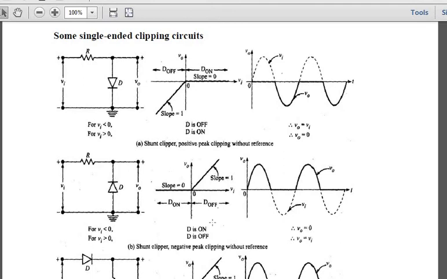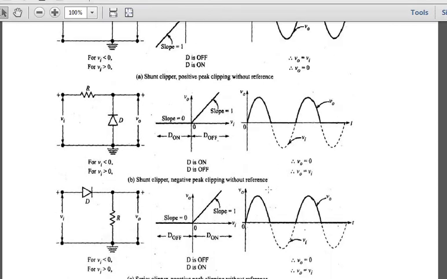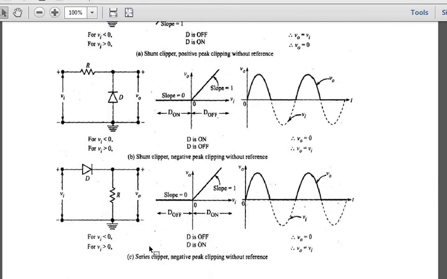And which part are we clipping off here? The negative peak. Without any reference voltage, we are completely clipping off the negative peak. This is the shunt clipper, negative peak clipping without reference voltage. Now we are going to see the third one, the series clipper. See the figures properly. We have a series clipper, negative peak clipping without reference voltage.